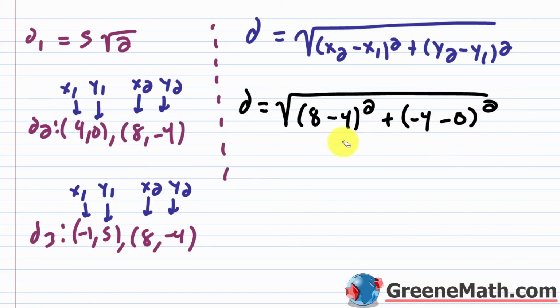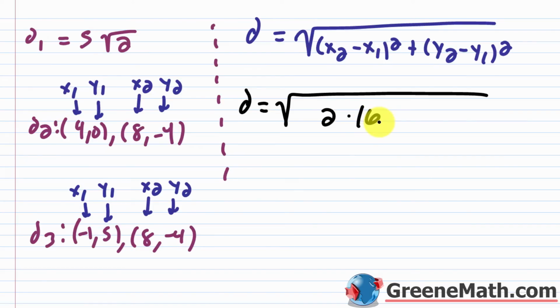So 8 minus 4 is 4. 4 squared is 16. So then negative 4 minus 0 is negative 4. And then negative 4 squared is going to be 16. So 16 plus 16 is 32. But I would write that as 2 times 16, since 16 is a perfect square. So the square root of 16 is 4. So this is 4 times the square root of 2.